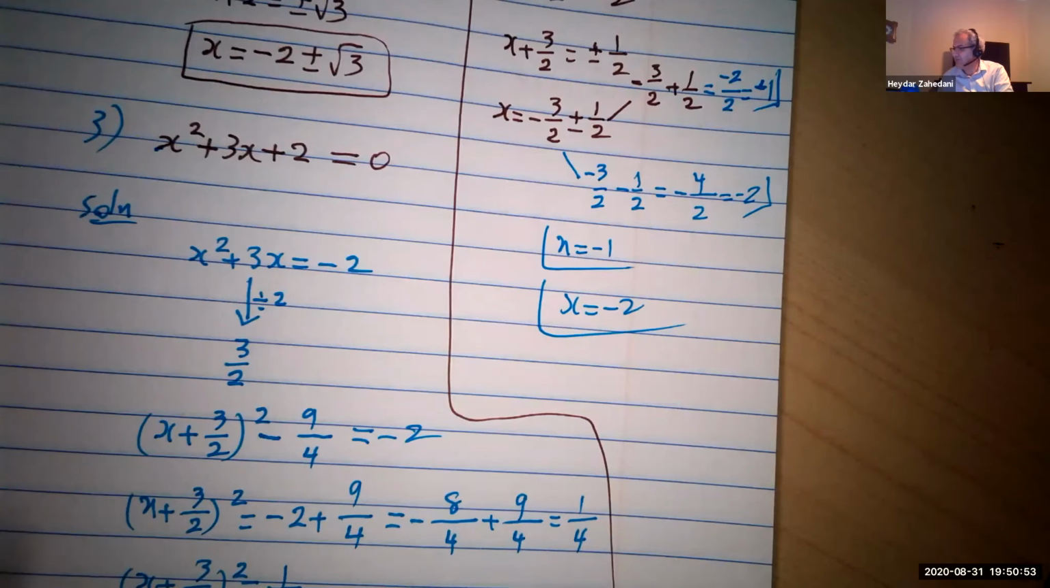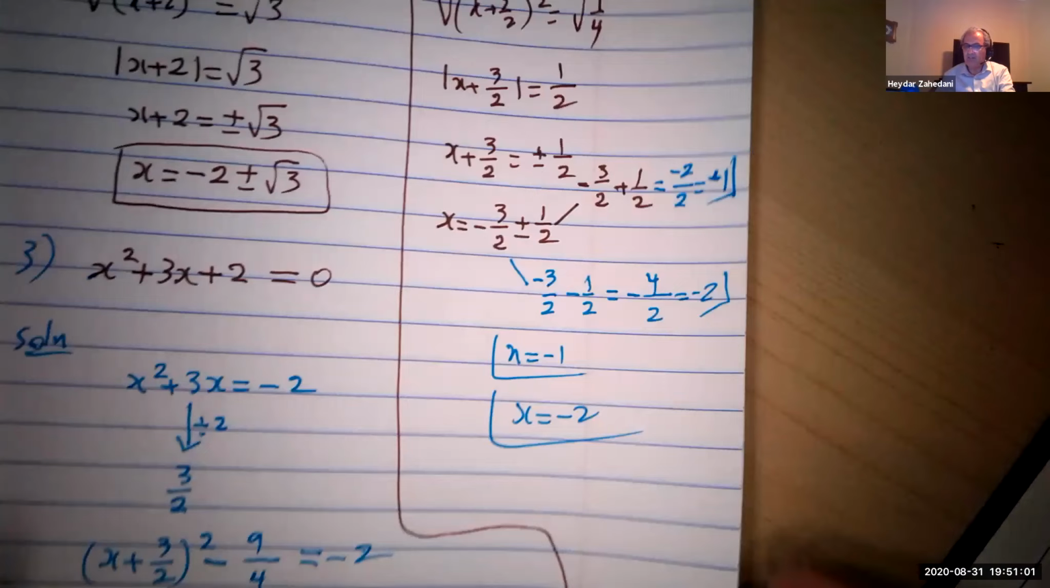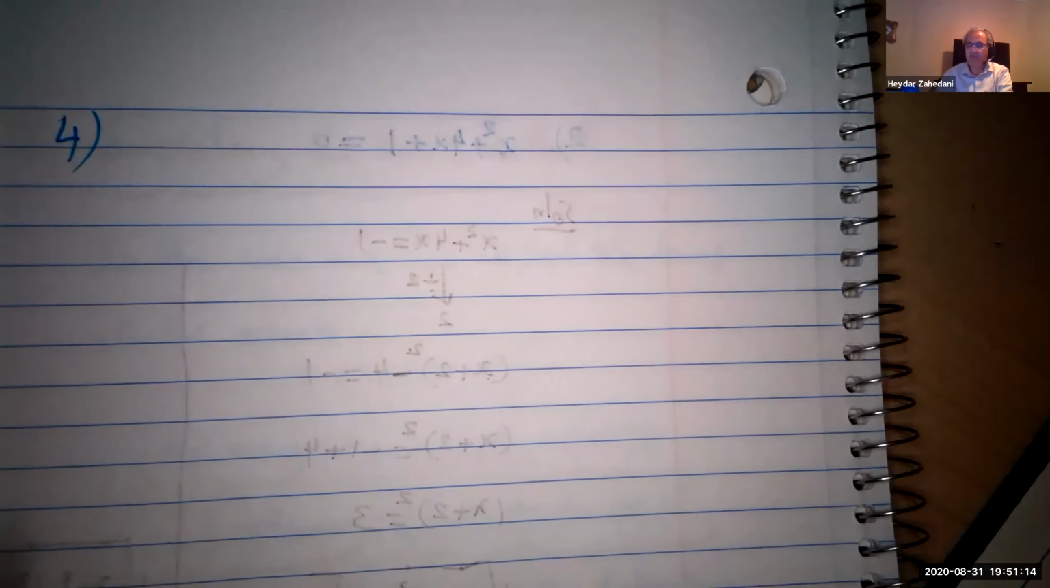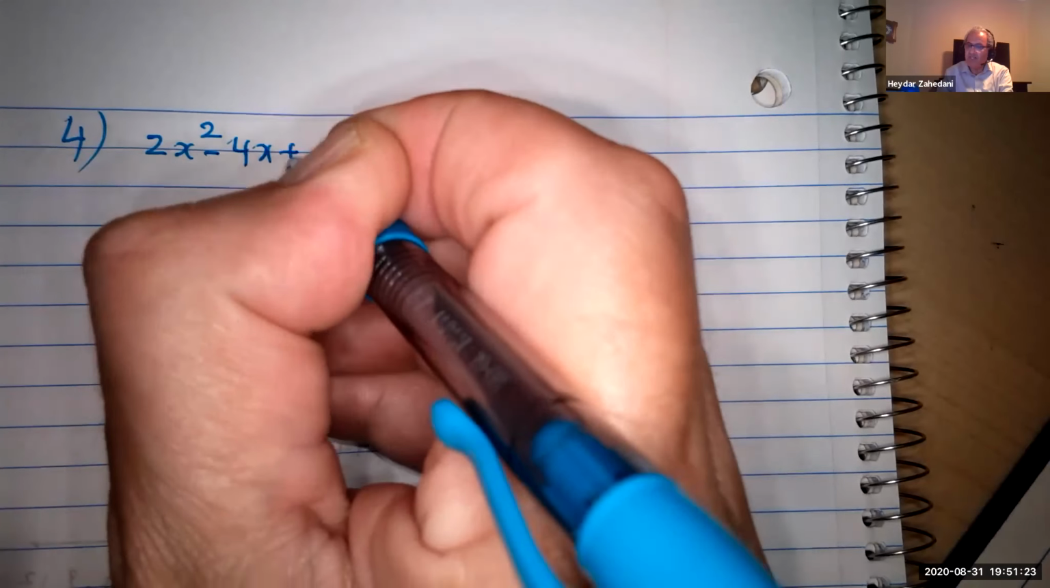So I give you another one, where the coefficient is not 1 and you have to so-called normalize it. That is going to be exceptional one, number 4. The equation is 2x squared minus 4x plus 1 equal to 0. So this number is different from the other, and that's the type 2 that I talked about.